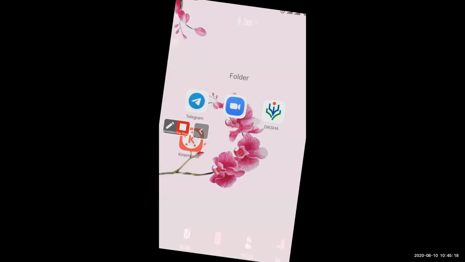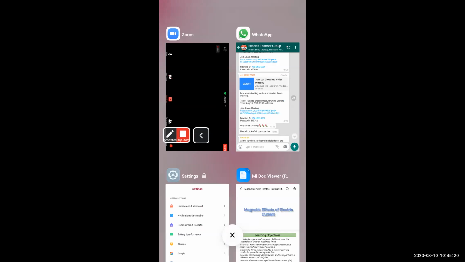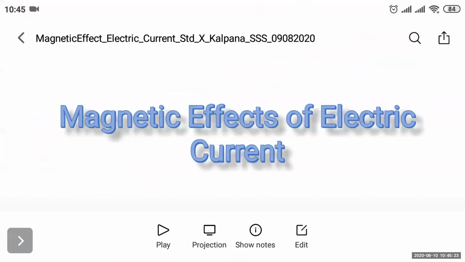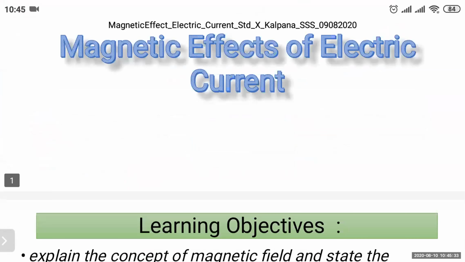of electric current. Okay, so let us start and let us focus on the objectives. What are the objectives of magnetic effects of electric current? Now I am going to share my screen. Okay, now look at the objectives. What are the objectives of the magnetic effects of electric current?